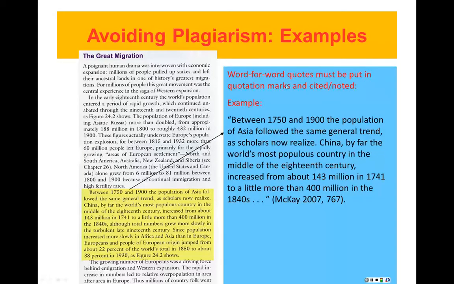Word-for-word quotes must be put in quotation marks and cited and noted. So if we were going to take these first couple of sentences and quote them in our paper, we would need to put them in quotation marks, which means it would say, alert, reader, alert, professor, I am quoting something word for word from this source. And then you would need to put what the source is in an in-text note.